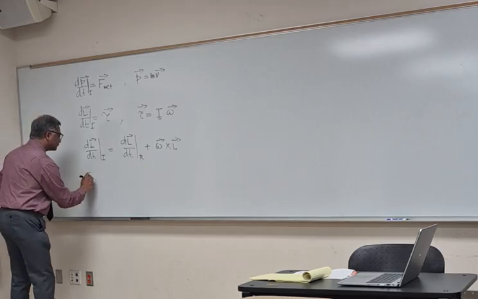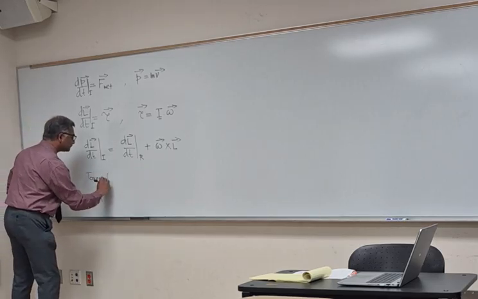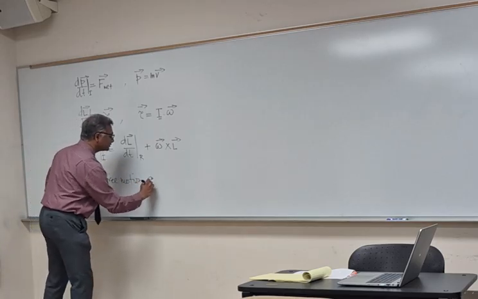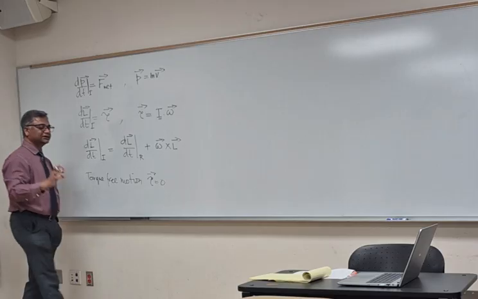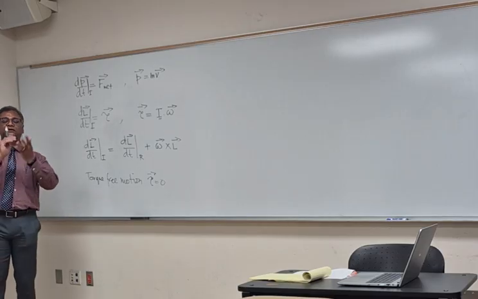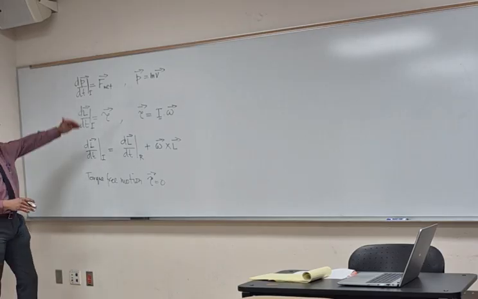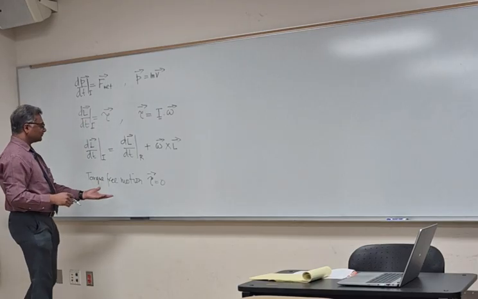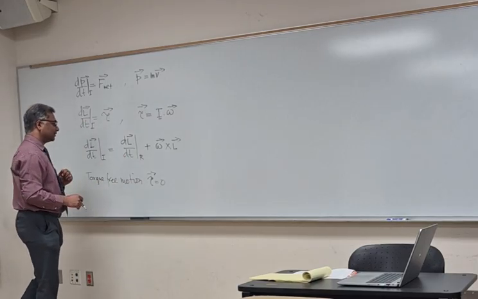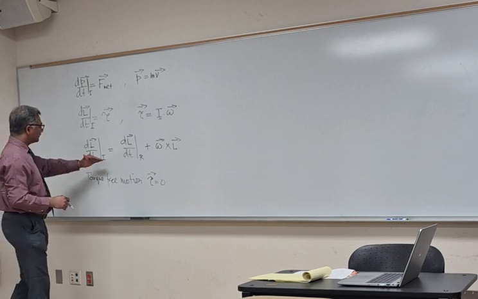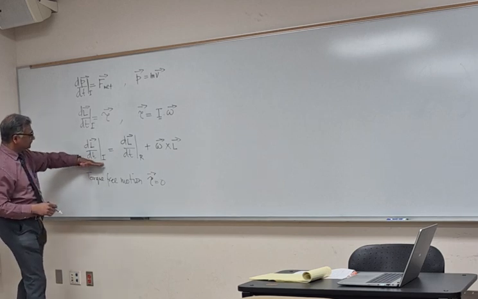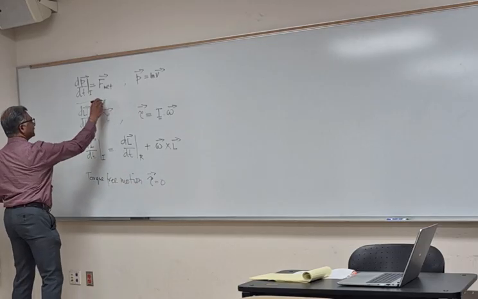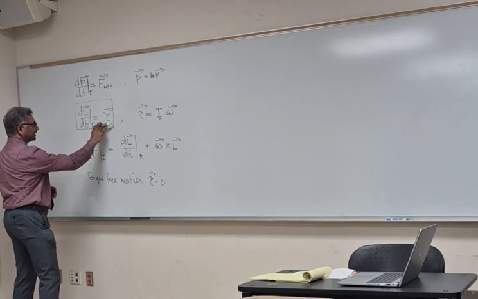Now for torque-free motion, we know that tau is equal to 0. That is, you have given a spin and then let it go. So there is no other force, which is equivalent to F net equal to 0. So in that case, what will happen? That's our point of consideration. So my dL/dt from the inertial reference frame is equal to 0, because dL/dt is equal to tau, so the right-hand side is 0.